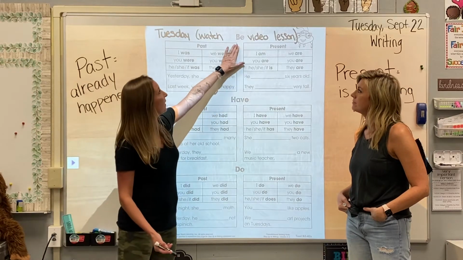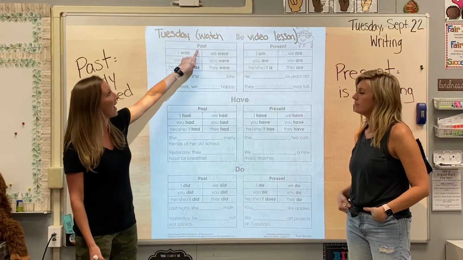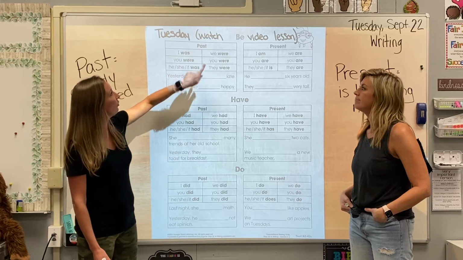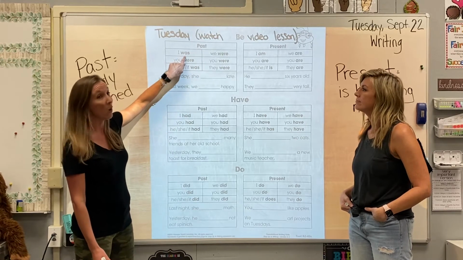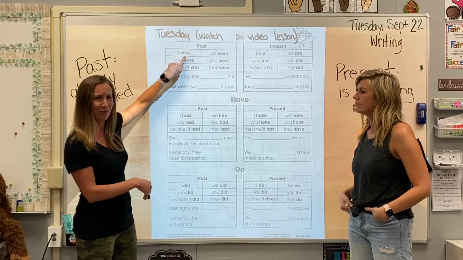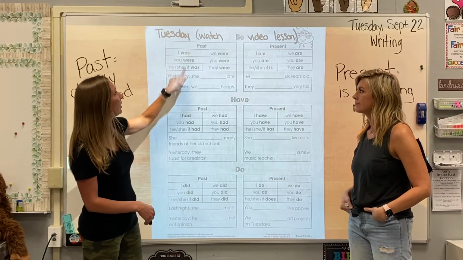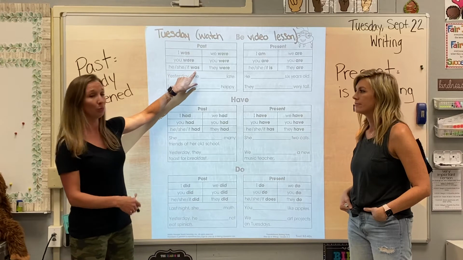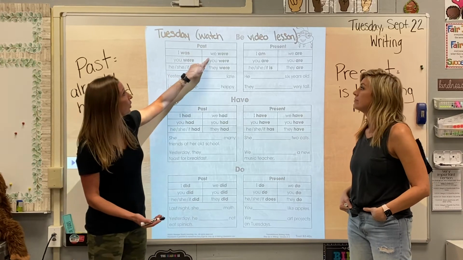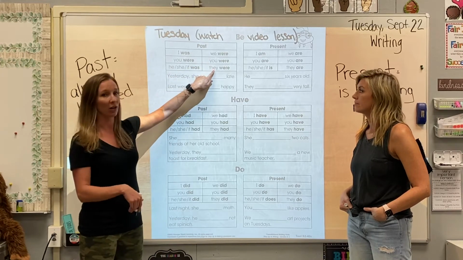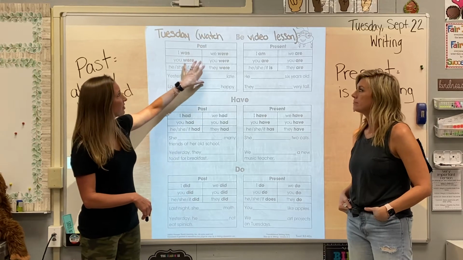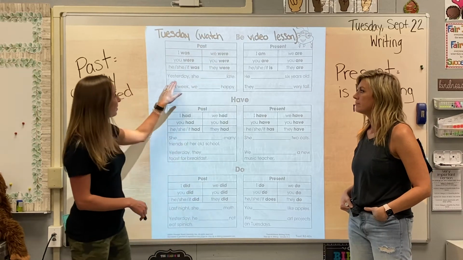For the word be, if we were writing in the past tense, we would change the form to sound like I was. So be changes to the word was in the past tense. So weird. You were, he, she, or it was. We were, you were, they were. So lots of different ways to write the word be.